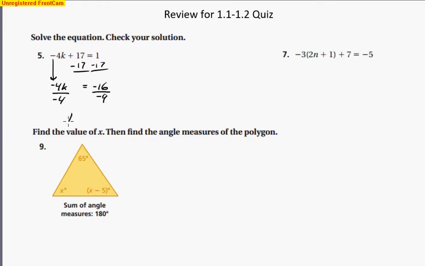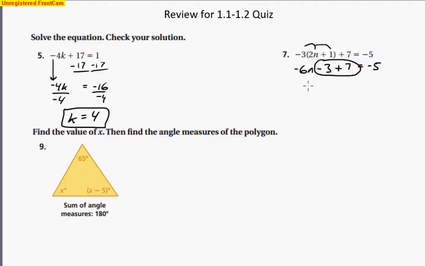So taking a look at our next one here, I have to use the distributive property and multiply negative 3 over that sum. So I end up with a negative 6n minus 3 plus 7 equals negative 5. So I'm collecting like terms. So these two terms right here combine together to make a positive 4. And so now I'm left with negative 6n plus 4 equals negative 5.